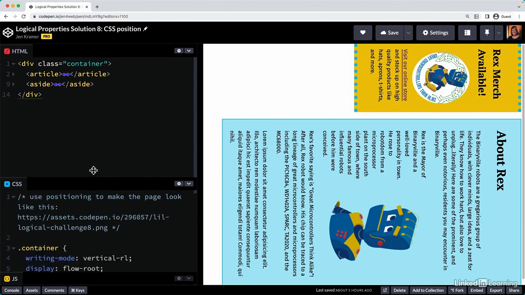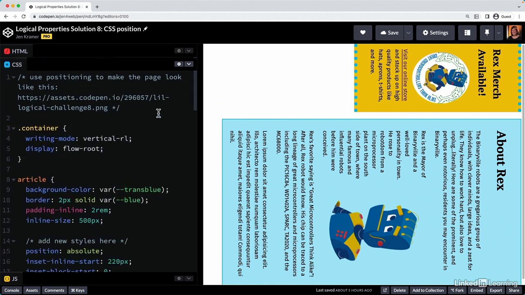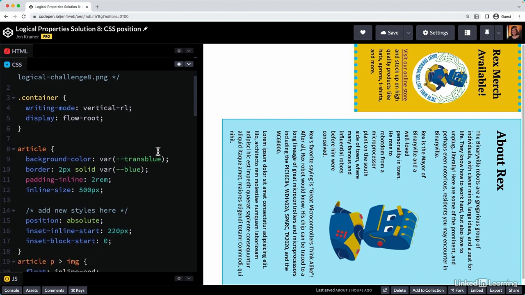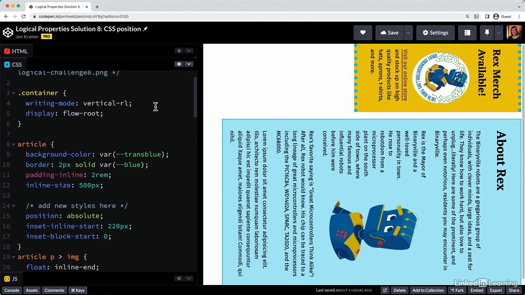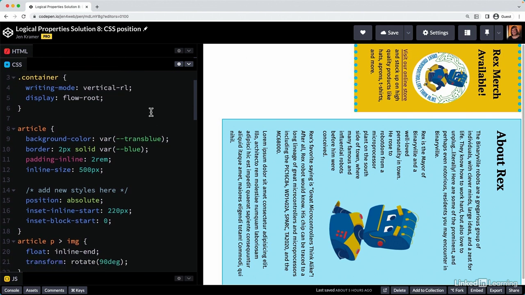There are many possible answers to this. I used absolute positioning to do my particular solution, but you could have used relative positioning. You may have even used something like fixed positioning or sticky positioning to do this. First of all, we start with our container. I set our writing mode here to vertical RL, which would turn everything on its side. And of course, I have the display of flow root here to clear any floats that we have that are causing issues.